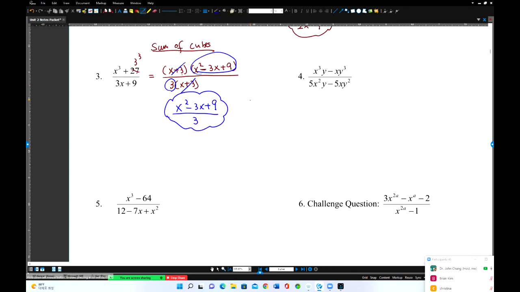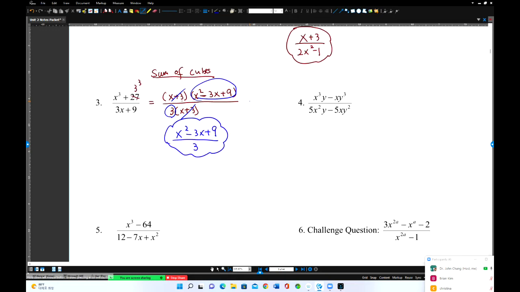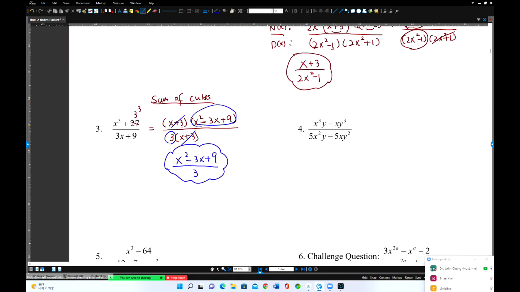Okay, number 4. You guys know this one, right? Finish this one. In the numerator, x and y are common factors, so x and y are out. Inside the parentheses is x squared, and outside is y squared. This is okay, right?